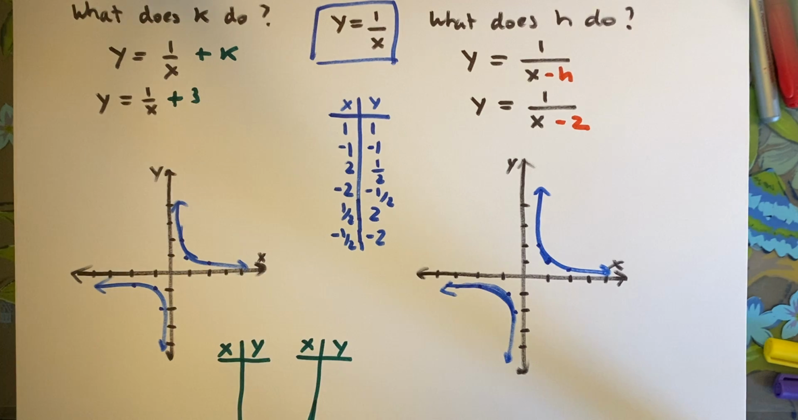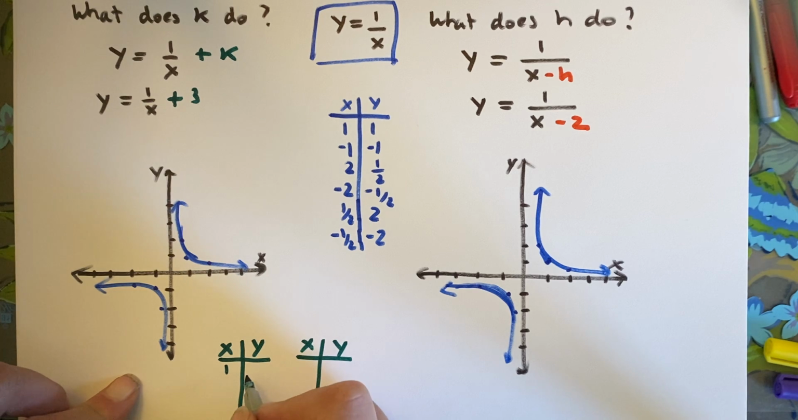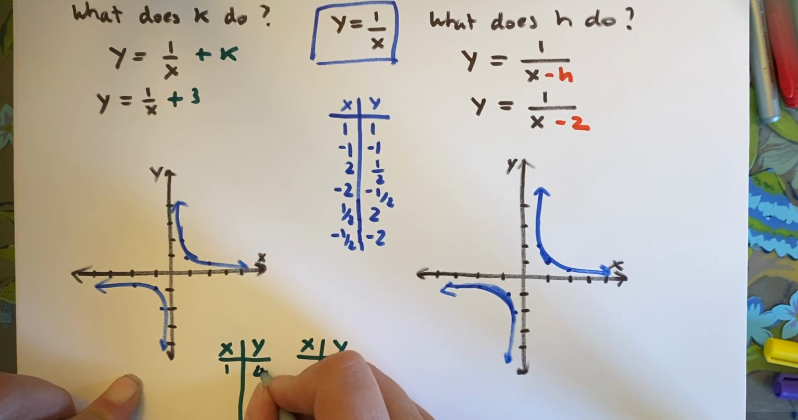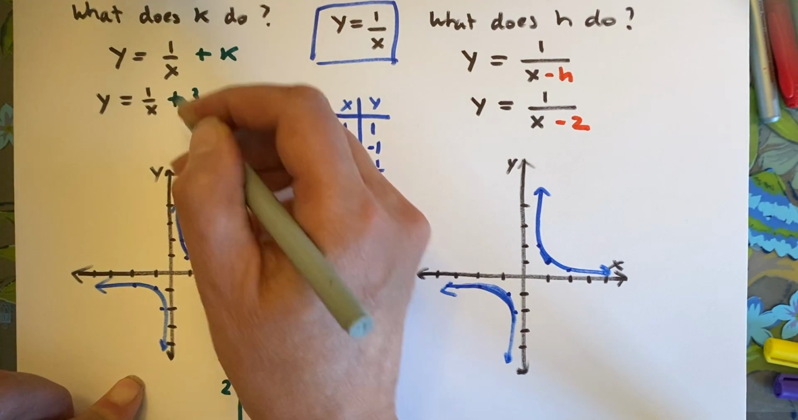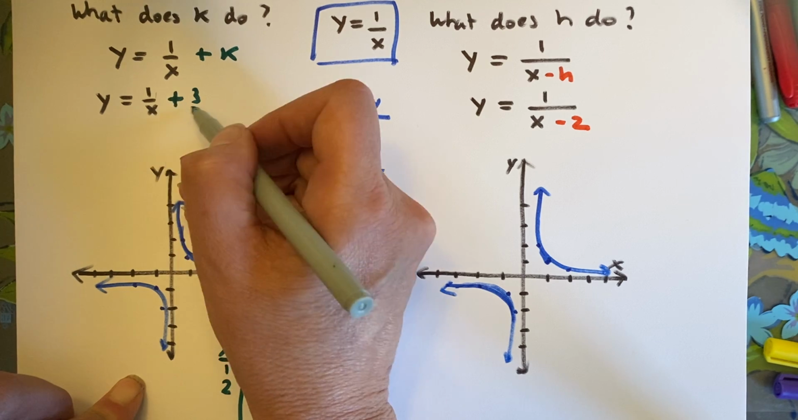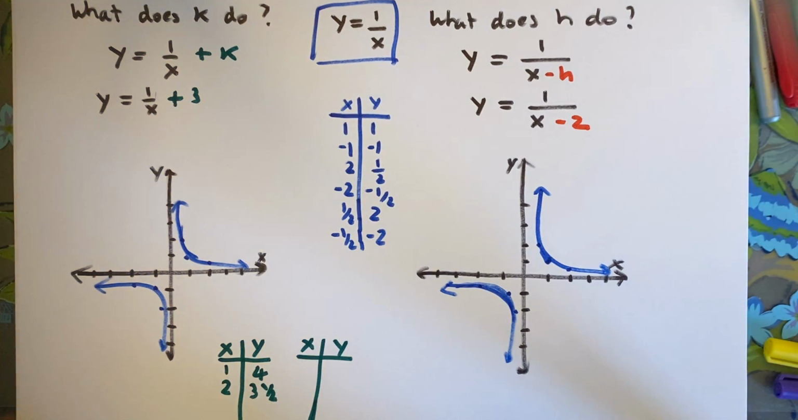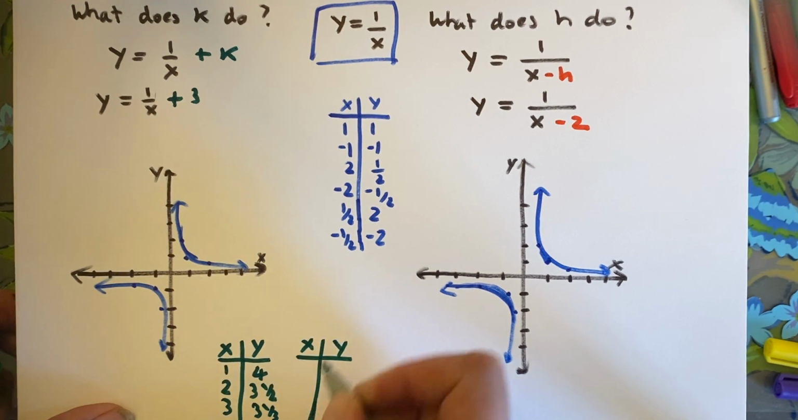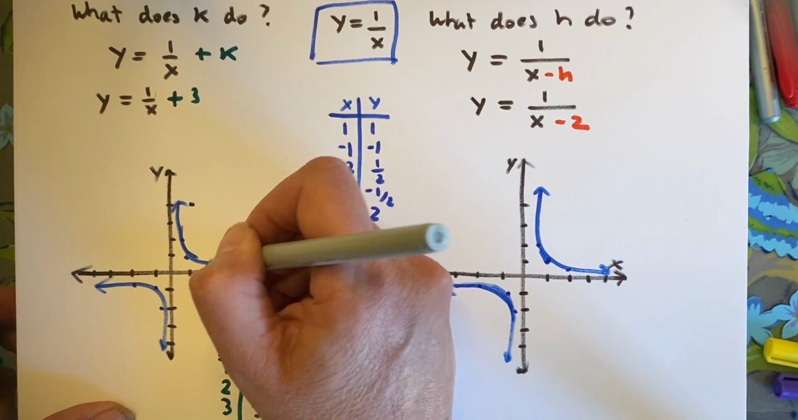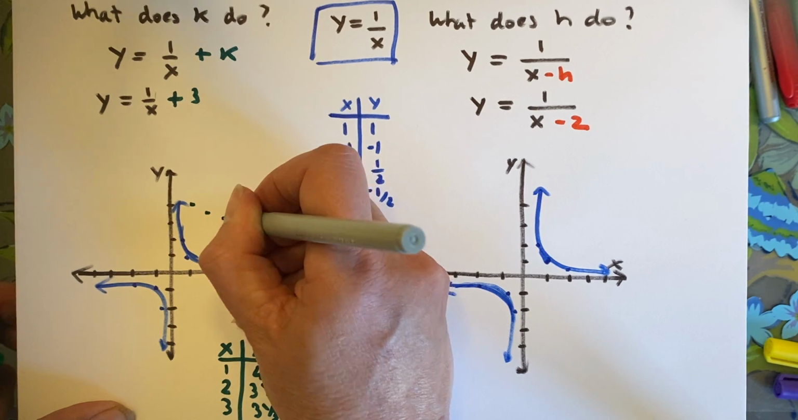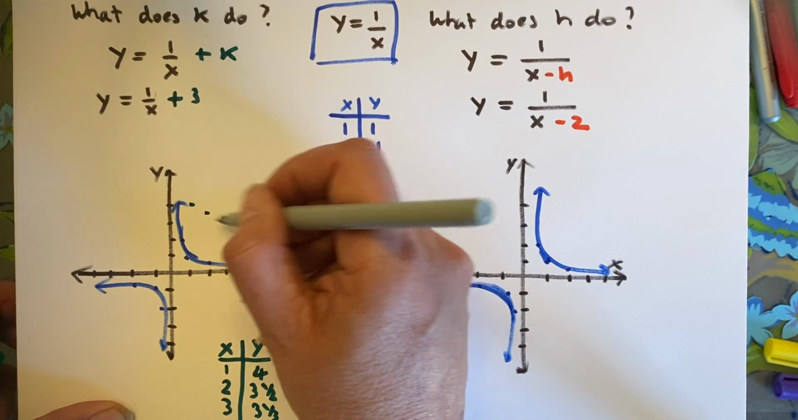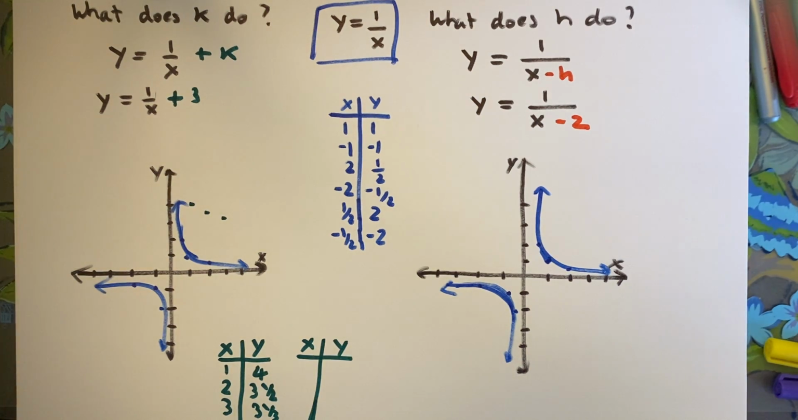Okay? So positive side, if x is 1, I can see 1 over 1 plus 3, y is 4. If x is 2, I get 3.5, right? Because 1 over 2 is 1/2 plus 3. If x is 3, I'm going to get 3 1/3. So let's see what I've got so far: 1, 4; 2, 3.5; 3, 3 1/3. Okay, it looks like it's approaching something right there.